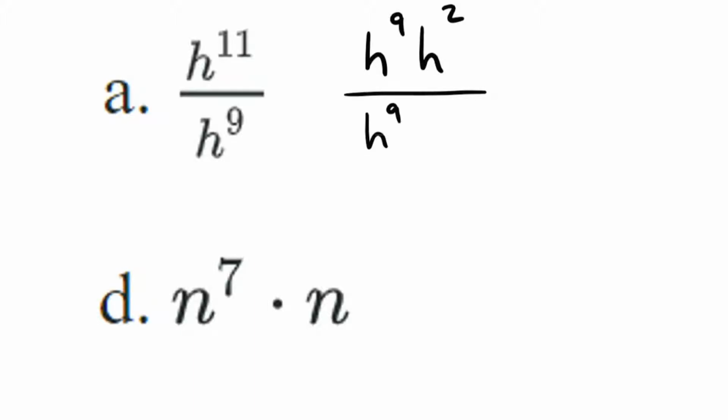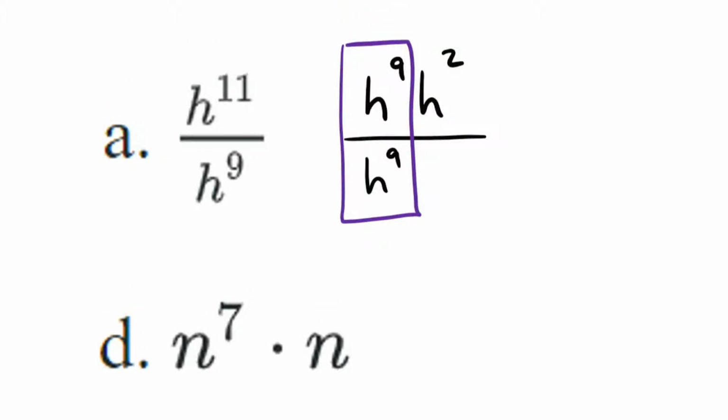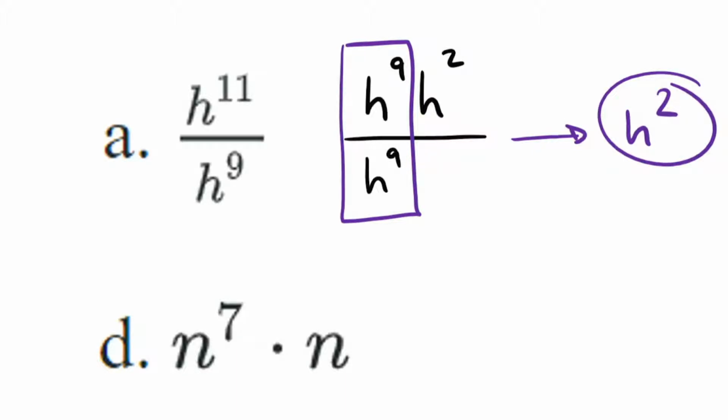The reason why I chose to write it like that is now it's very easy for me to see that I have exactly this giant 1 in the form of h to the 9th over h to the 9th. So that leaves me a very clear picture that this is the same thing as h to the 2nd power. So that's our answer for A.